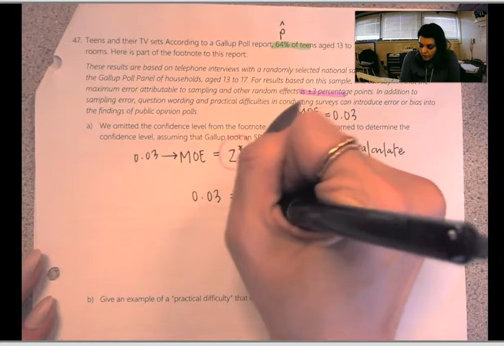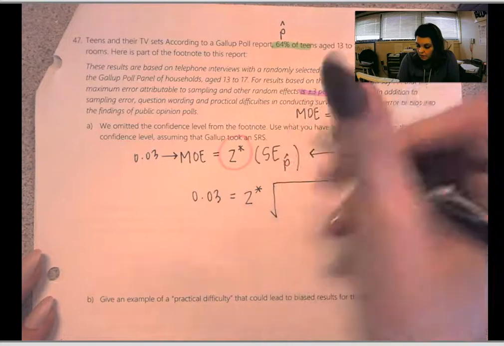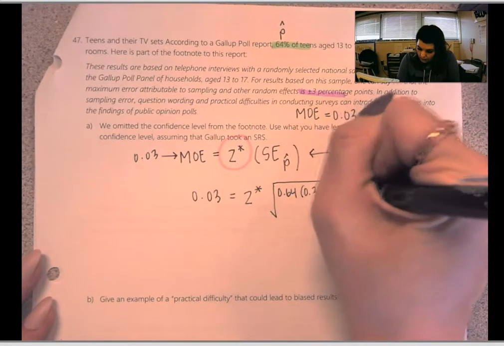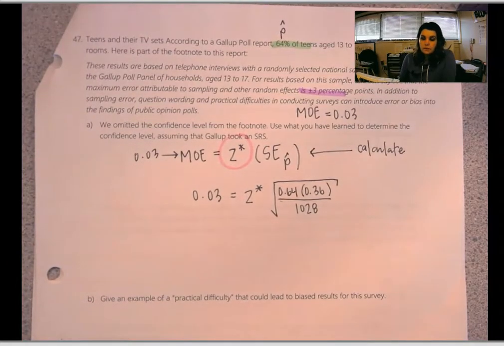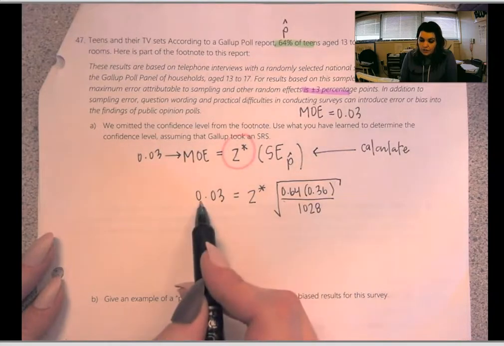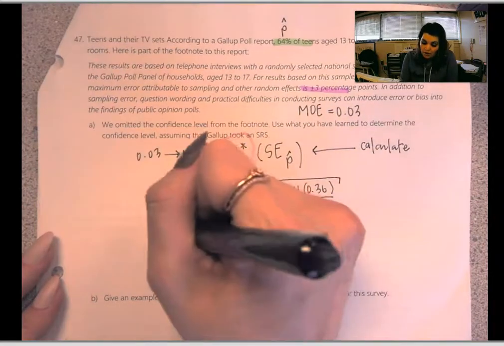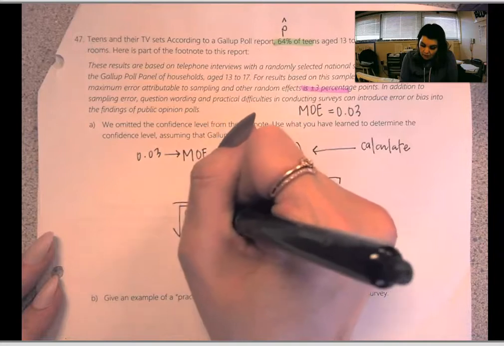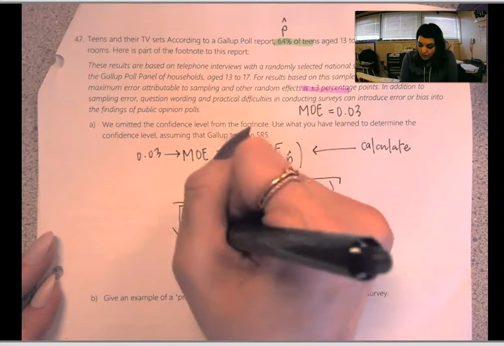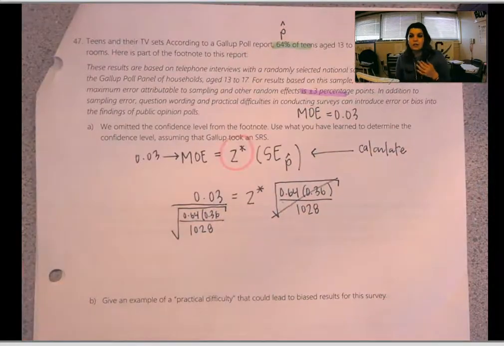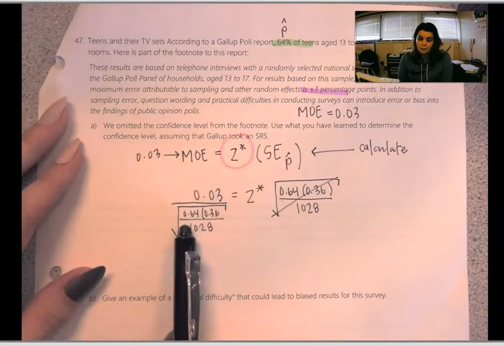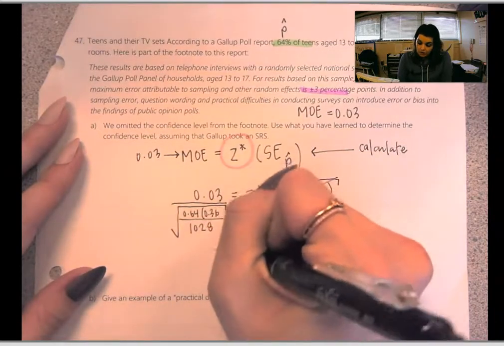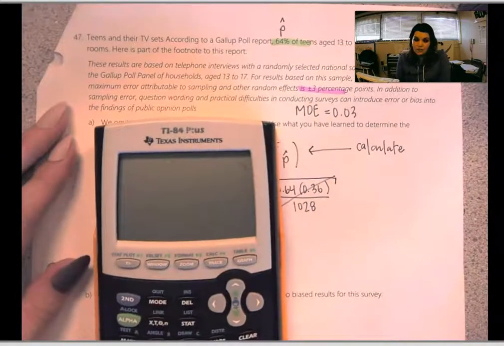0.03 equals z critical times the square root of 0.64 times 0.36 all over 1,028. To solve this equation, all we need to do then is divide this to the other side. So I'm going to divide my margin of error by this big radical. And I personally just leave it in the radical so that I can get as close as possible to the true value. So I am taking my margin of error and dividing it by my standard error. That's going to give me my critical value. I plug this into my calculator exactly like that.